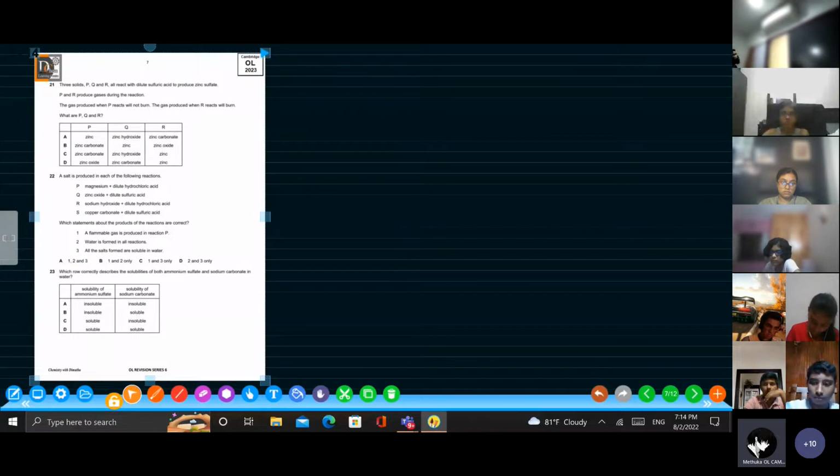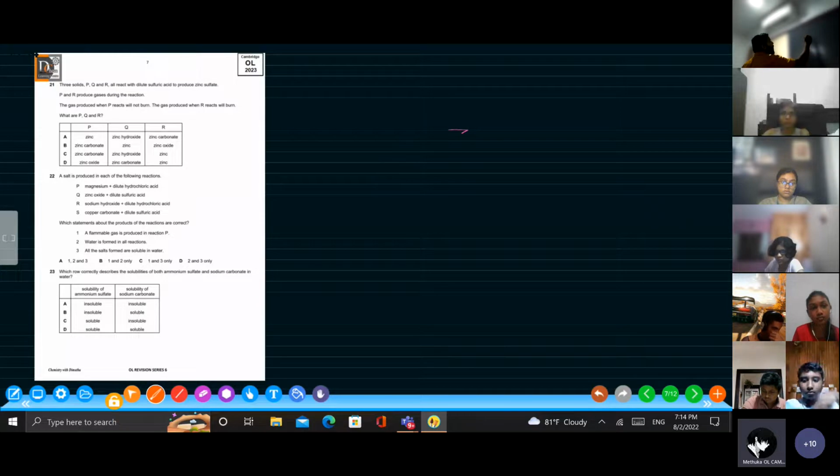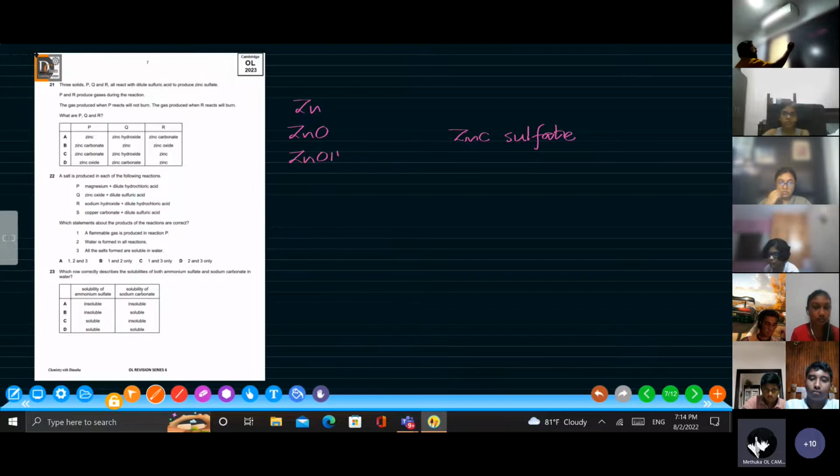Here. Right, next one. 3 solids P, Q and R all react with dilute sulfuric acid to produce zinc sulfate. So that means it should be something of zinc. It can be zinc itself as well, right? So it can be zinc, it can be zinc oxide, it can be zinc hydroxide. You must be able to write this list, okay? Zinc carbonate. Why? Because there is a list of reactions called acid reactions: acid with metal oxide, acid with metal hydroxide, acid with metal carbonates. They all give you the salt and the respective other product.